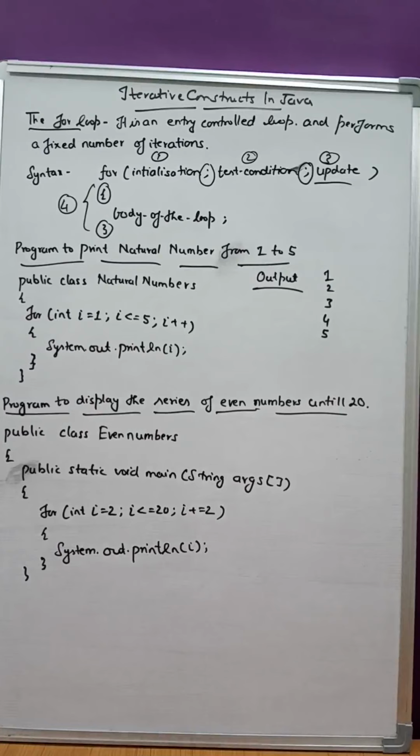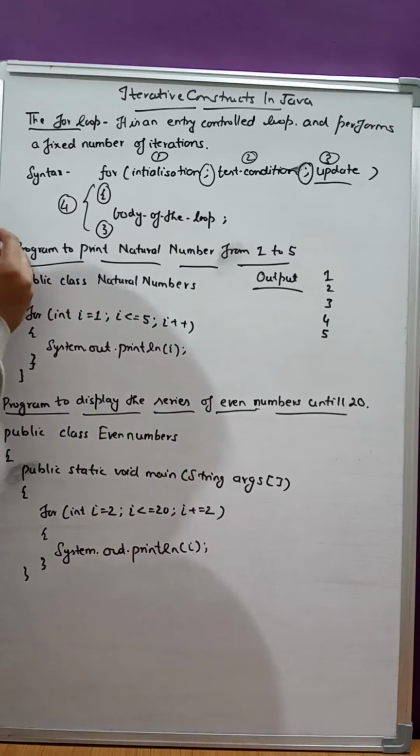In this video we will be discussing two programs. One program prints the natural numbers from 1 to 5, and one more program displays the series of even numbers until 20. You have to start it from 2 only, because even numbers start with 2. We are not considering 0 as an even number over here, so we are starting from 2. Now let us discuss the first program.